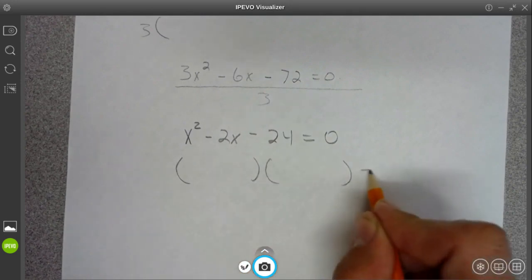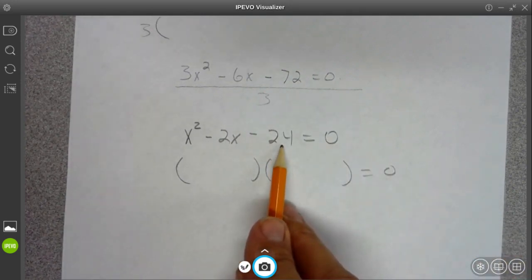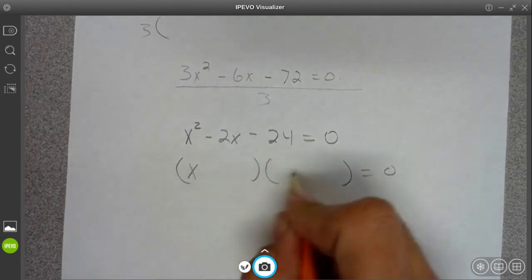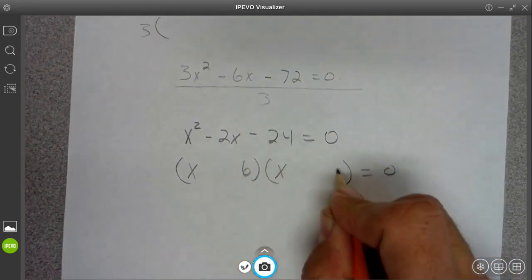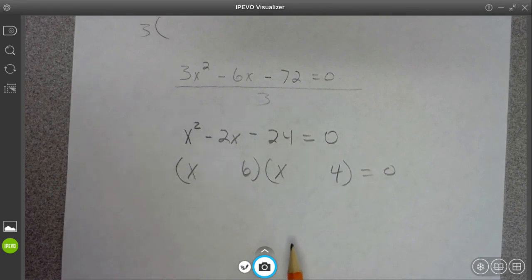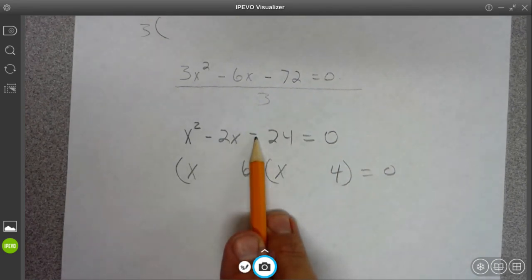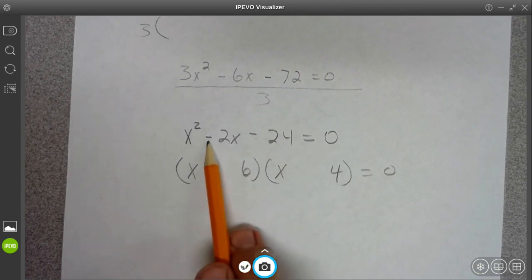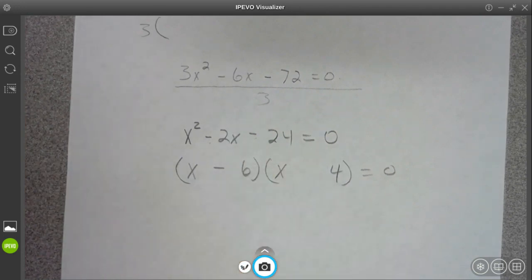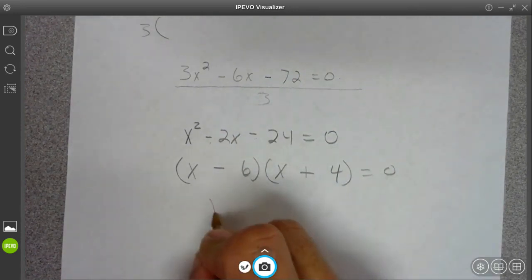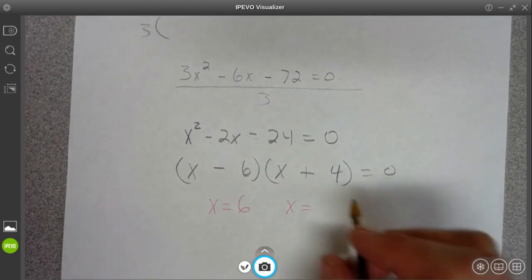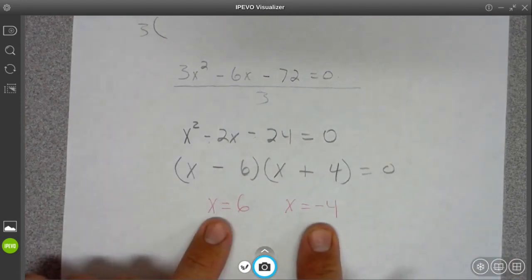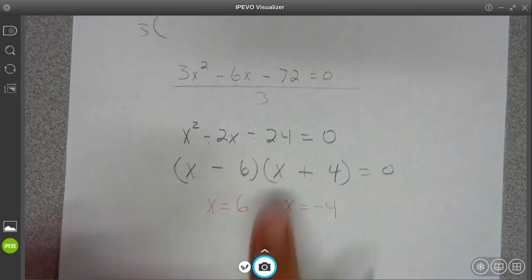Now, find two numbers that multiply to 24 and subtract to give you 2. Let's see, 2 and 12, 3 and 8, 6 and 4. There we go. They are different signs because that's a negative, so one plus and one minus, and the bigger number has to be negative. 6 has to be negative. 4 has to be positive. And so our two answers, x could equal 6, or x could equal -4. Those are the two numbers that you can plug in for x to get 0. Good.